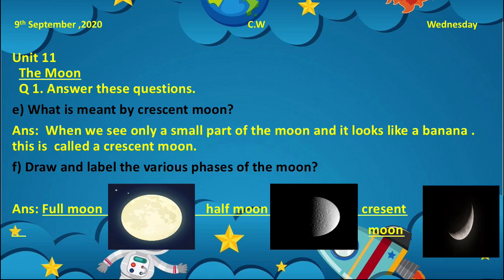I hope you understood this unit very well. We have learned very interesting things about the moon. The moon is a natural object that orbits around the earth. Earth has only one moon. So the earth, moon and sun are connected because their orbits depend on each other. Earth orbits around the sun and the moon orbits around the earth. And then we have learned the different phases of the moon. So I hope you have understood all the points in this unit.